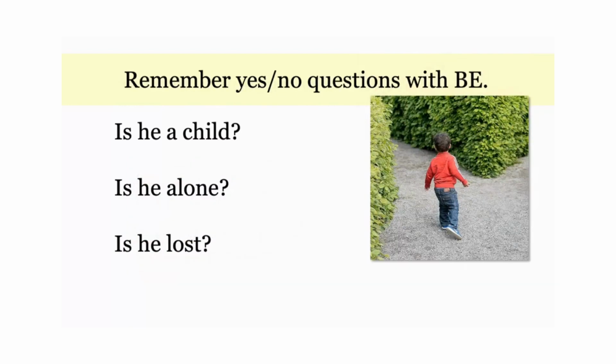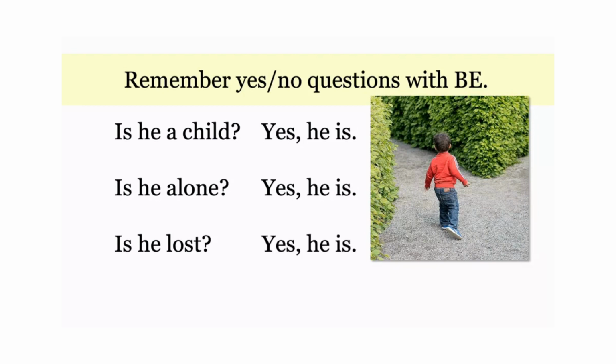First, remember yes-no questions with B. Is he a child? Yes, he is. Is he alone? Yes, he is. Is he lost? Yes, he is. All of these questions begin with the verb be and then the subject.